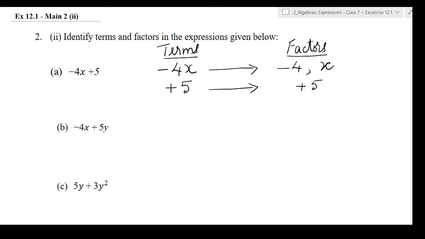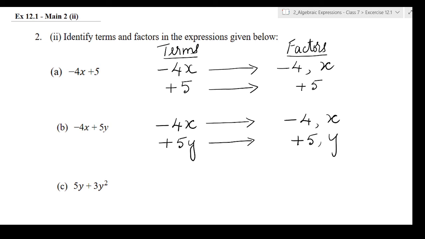Second problem, minus 4x plus 5y. There are two terms in this expression. The first term is minus 4x. The second term is plus 5y. What are the factors of minus 4x? You have minus 4 and x. What are the factors of plus 5y? It is plus 5 and y.